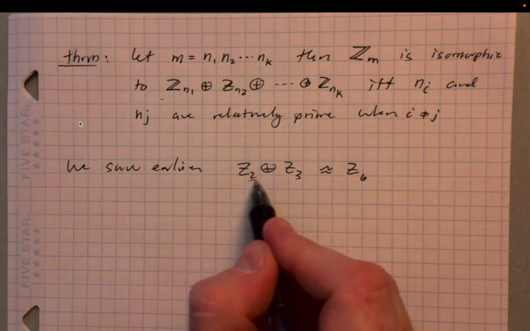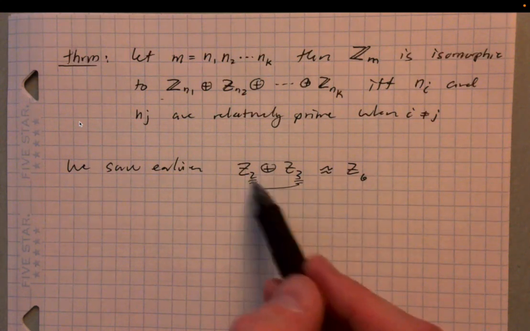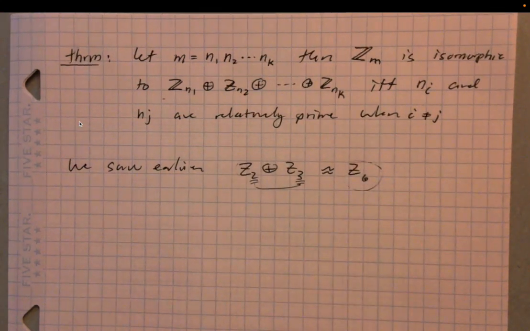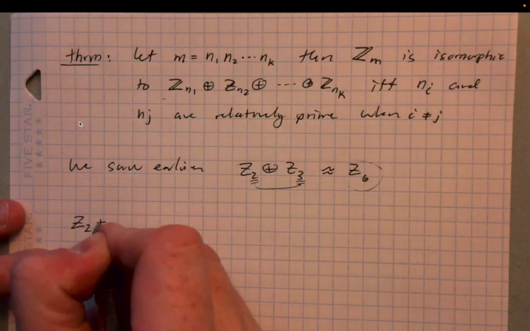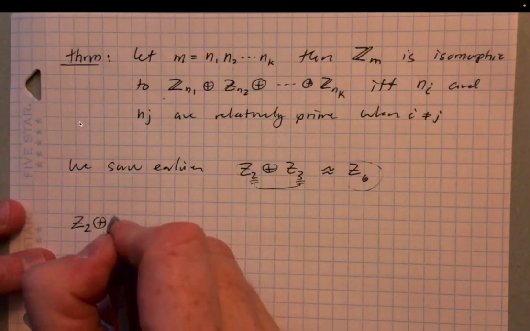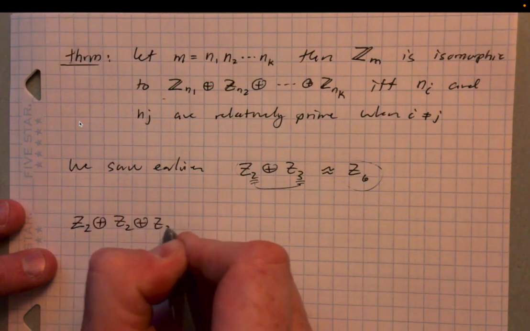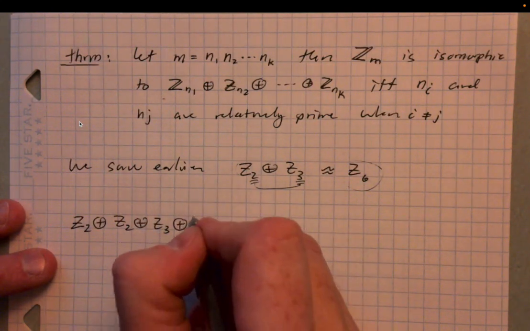It is the case because 2 and 3 are relatively prime, so we can combine them to get something that looks a lot like Z6. Okay. Now it turns out that you can use this criteria for isomorphism to express really the same group, up to isomorphism, in many different ways. Here's a great way to look at it. So if I have Z2 direct product of Z2, Z3, and Z5, for example.